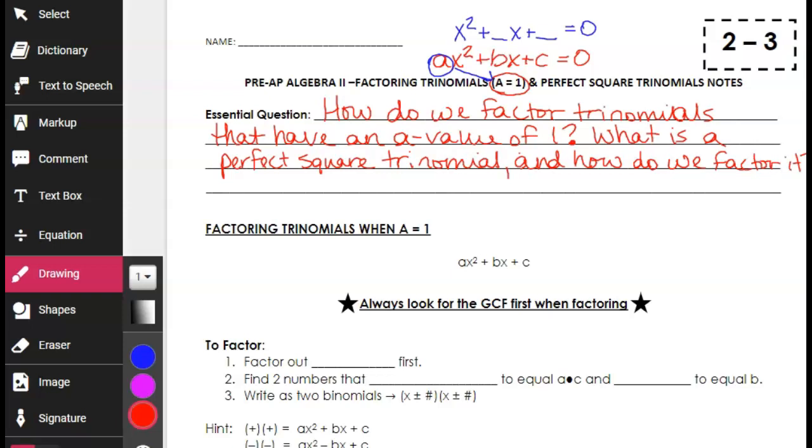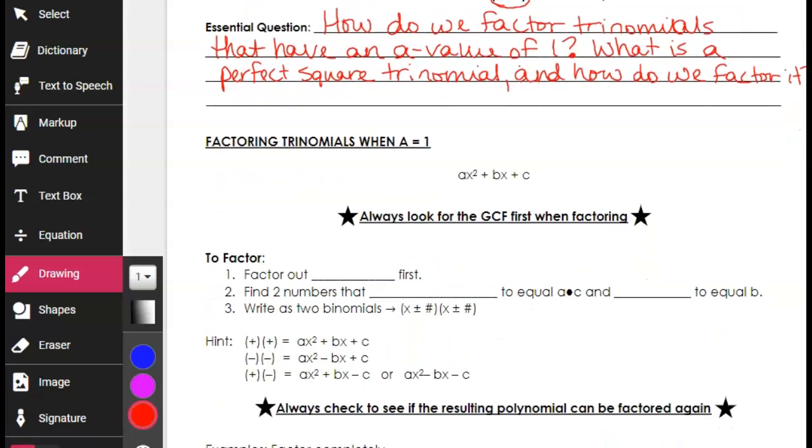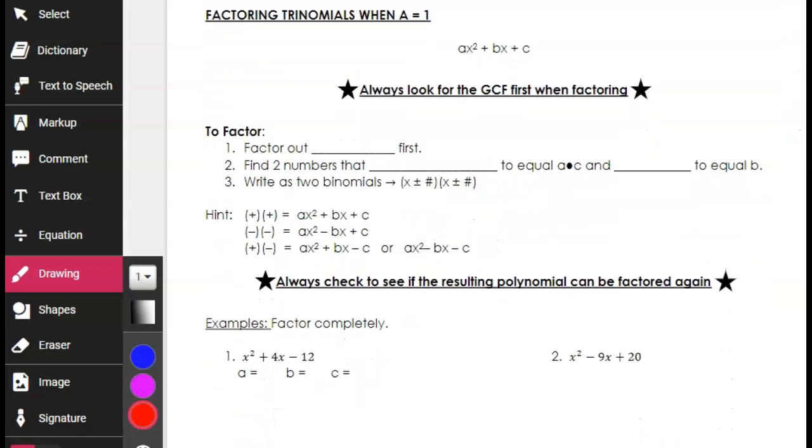Okay, so I'm going to scroll down in my notes, and we're going to start out with factoring trinomials when a equals 1. So we're going to answer that first essential question at the beginning of our notes. So if I want to factor, the first thing I want to do is factor out the GCF. I always want to look to see if there's a GCF that can be taken out. If the GCF is 1, then that really doesn't mean I can take anything out. I just move on to step 2.